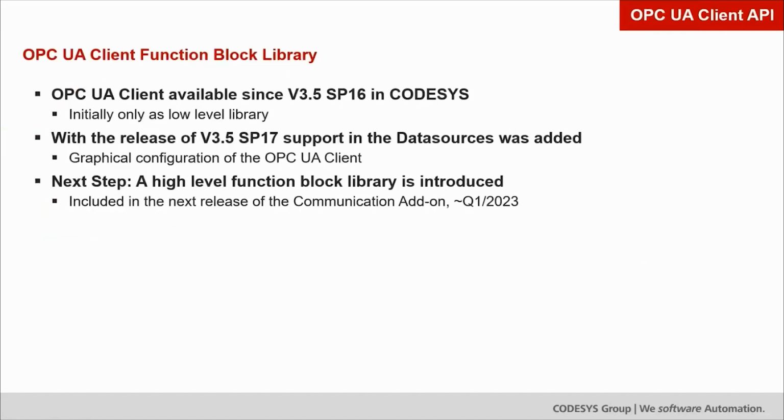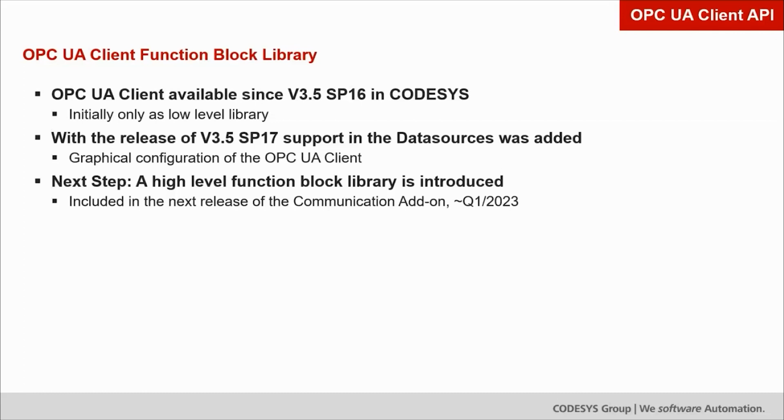So the OPC UA client was first introduced in CODESYS with version 3.5 SP16. Initially, it was only available as a low-level library functionality and as a wrapper around our runtime OPC UA stack. With the release of version 3.5 SP17 last year, we also introduced a graphical configuration of the OPC UA client as part of the data sources.